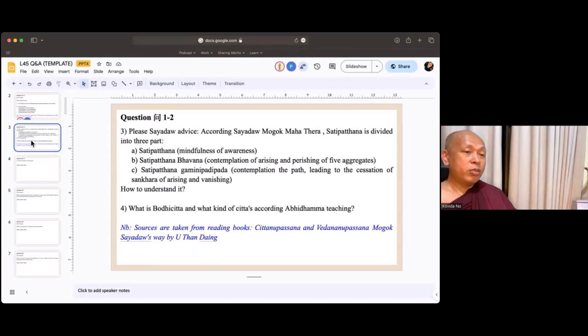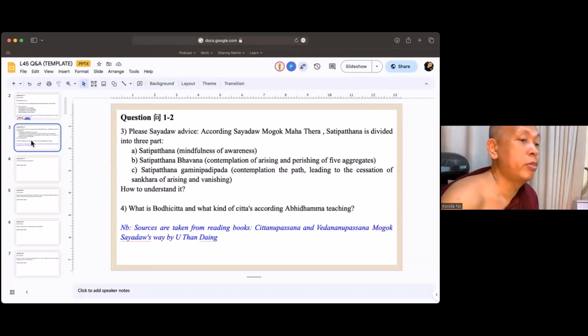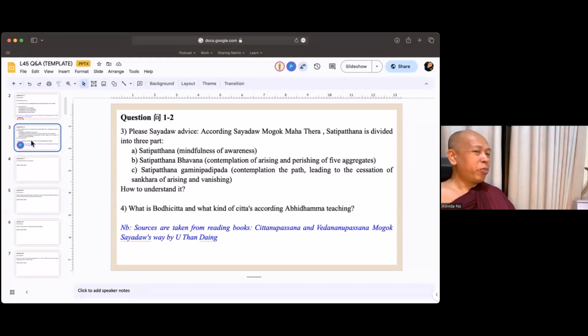Question 2. Please advise, according to Mogok Mahathera, Satipatthana is divided into three parts. First, Satipatthana, mindfulness of awareness. Second, Satipatthana Bhavana, contemplation of the arising and perishing of the five aggregates. Third, Satipatthana Gamini Patipada, contemplation of the path leading to the cessation of sankhara, of arising and vanishing. How to understand it?